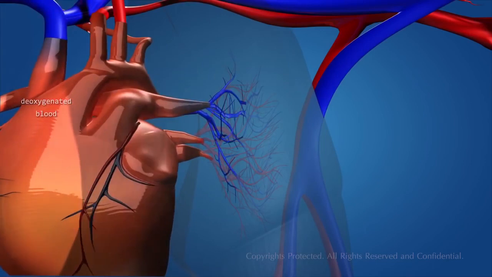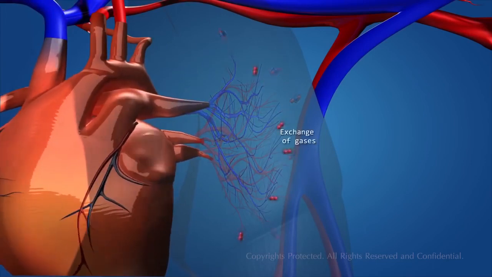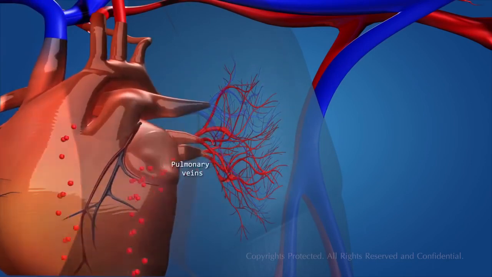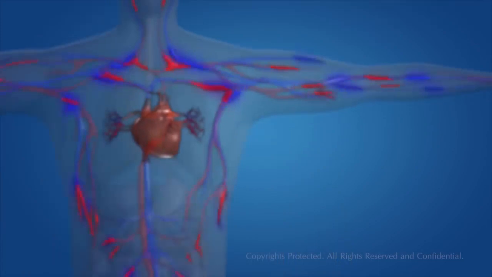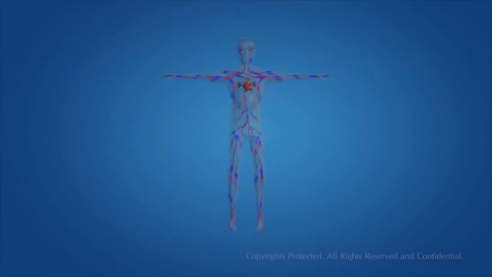The lungs oxygenate the blood by exchanging gases, and it flows back into the heart through the pulmonary vein, and starts the circulatory cycle all over again.